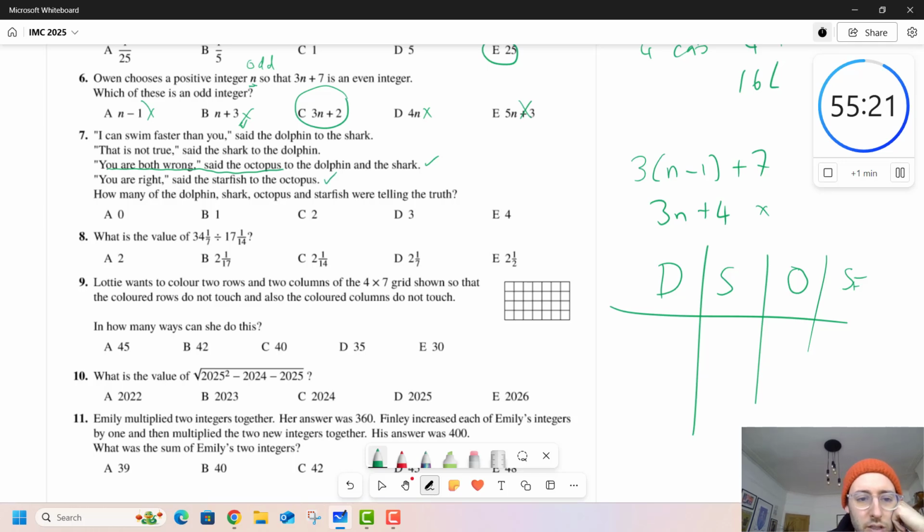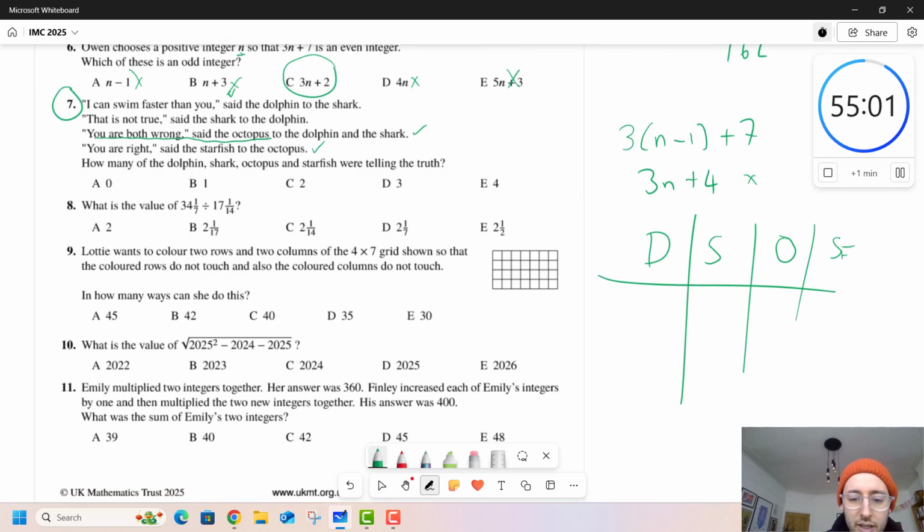Okay, if this is right, then octopus is right, which means both of these are wrong, which means that he can't swim faster than you. So he's lying, and that is true. What? Okay, we put a cap on 7, we come back.